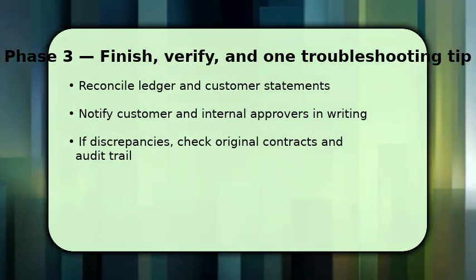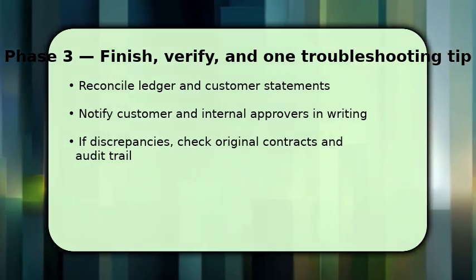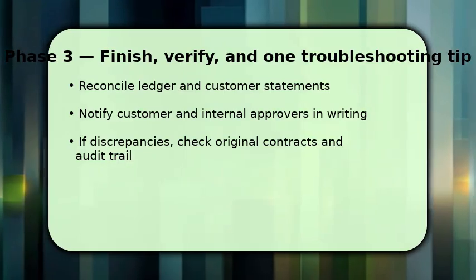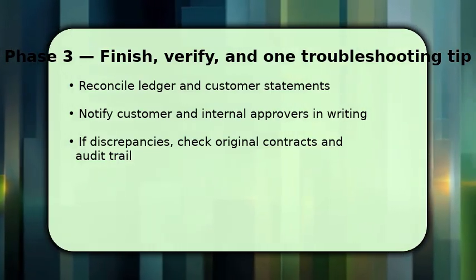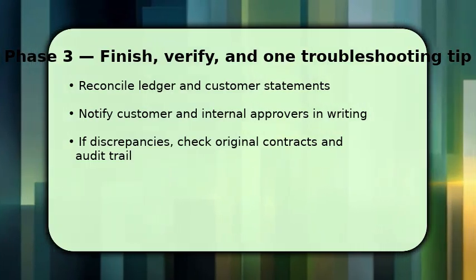Notify the customer and internal approvers in writing, explaining the adjustment and providing corrected invoices. This keeps relationships transparent. If discrepancies appear, review the original contracts, authorization logs, and the audit trail.